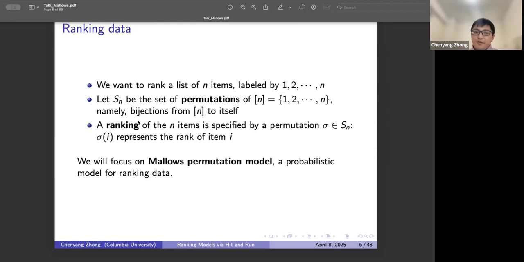Okay, so if we want to use a ranking model to model certain ranking data, one way is to use probabilistic modeling, that is to model the data as being generated from certain underlying distributions on those rankings. And in this talk, we are going to consider the so-called Mallows permutation model, which specifies certain probability distributions on ranking data.